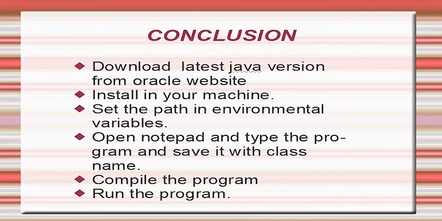So first, what are the steps till now we discussed? First, we have to download the latest version from the Oracle website. Next, we have to install Java on our machine. And next, we have to set the environment variable called path where our Java was installed.